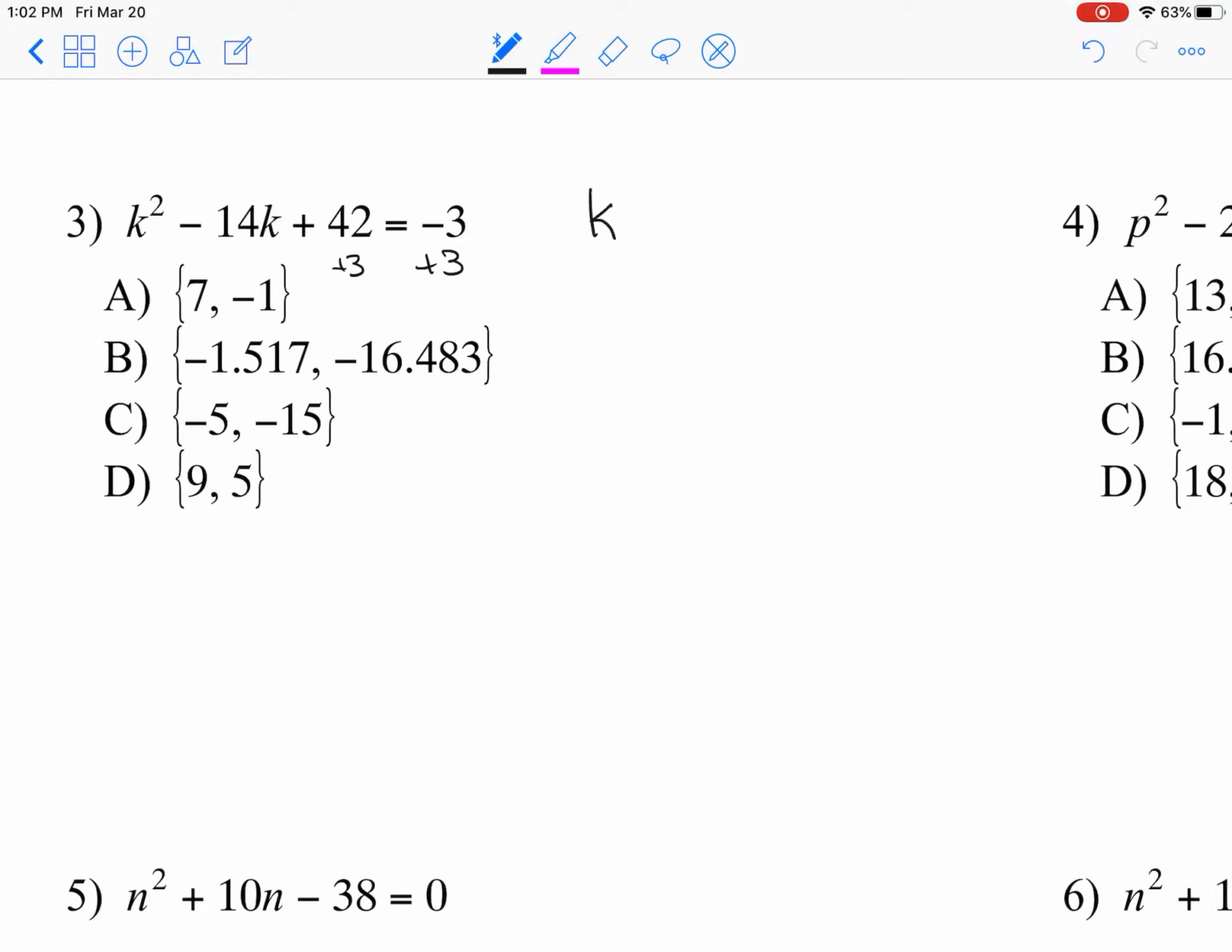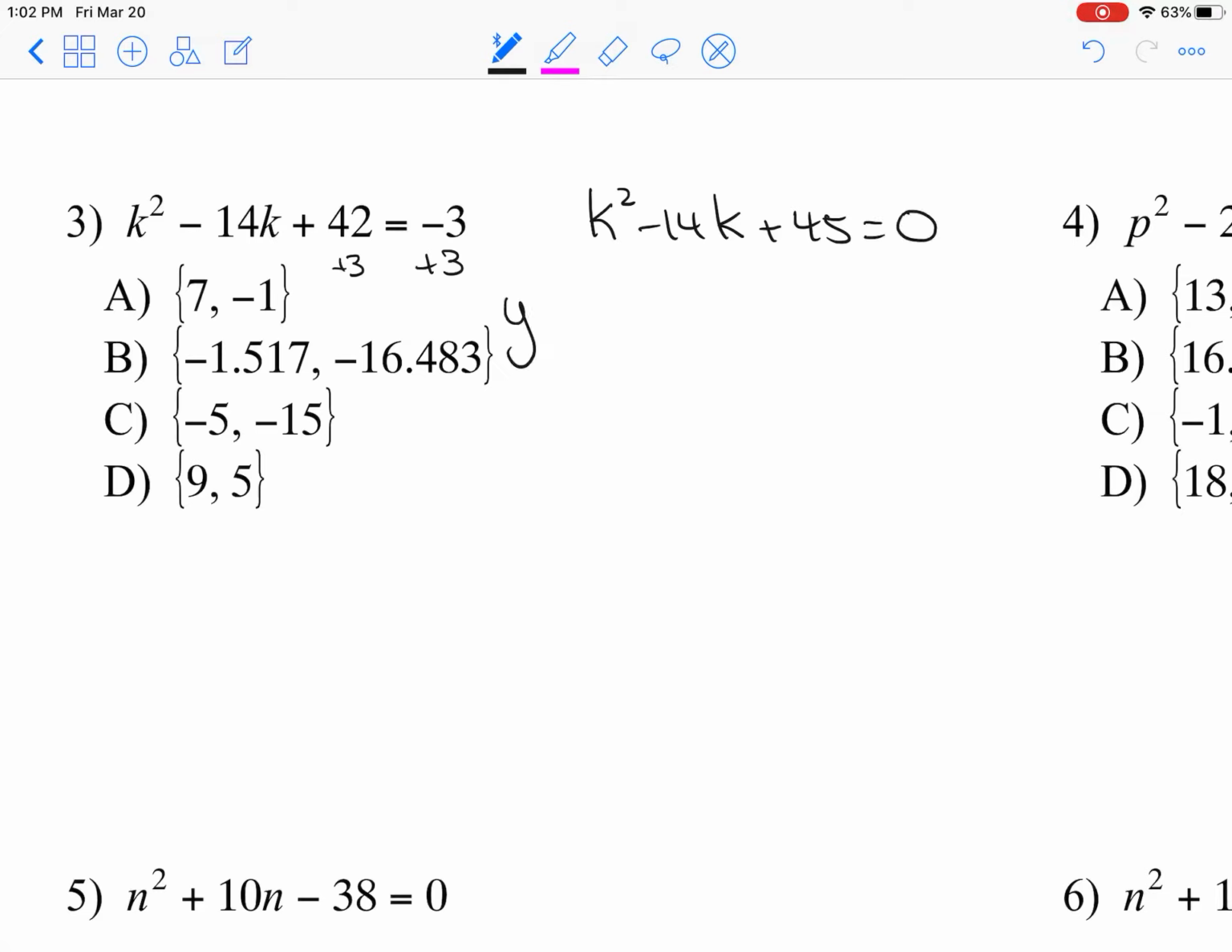So now I have k squared minus 14k. My 42 and my 3 I added to both sides give me 45. And now I'm equal to 0. And just like I did before, I'm going to replace that with a y. I'm going to leave my blank there so that when I complete the square, I'm in good shape.